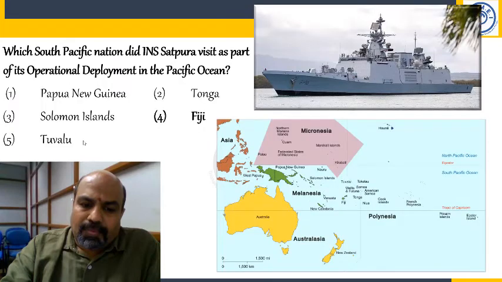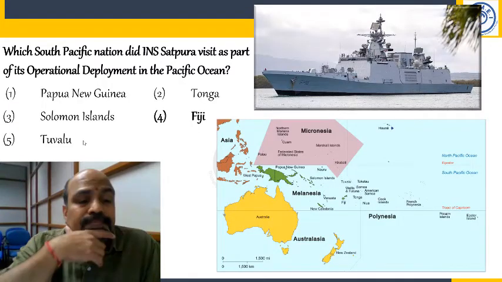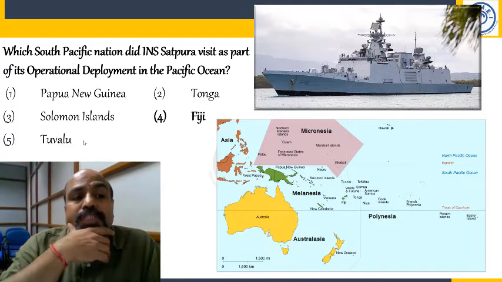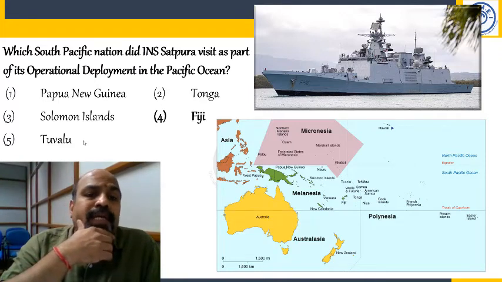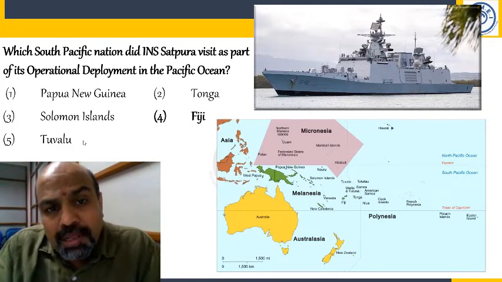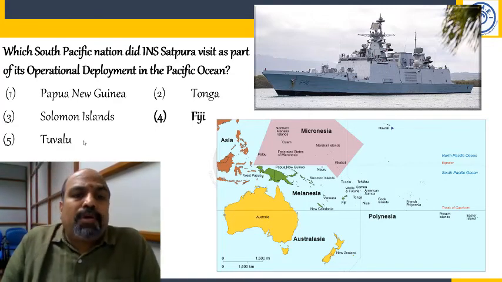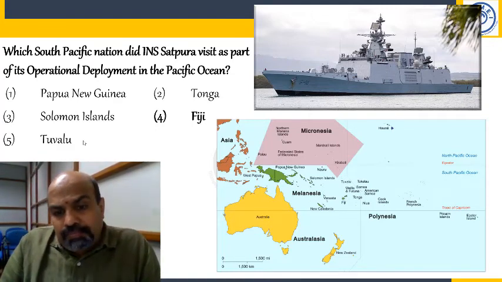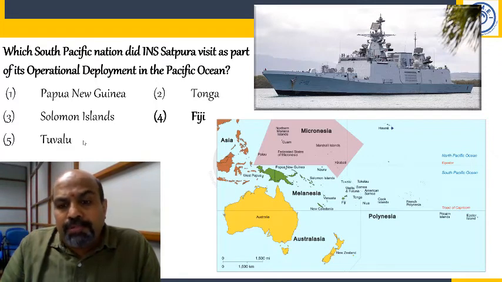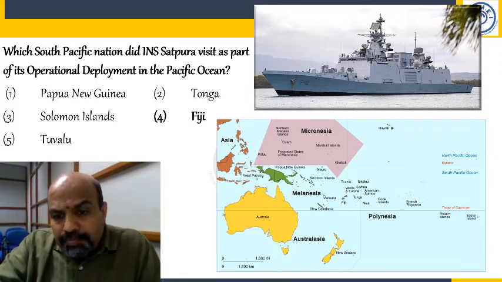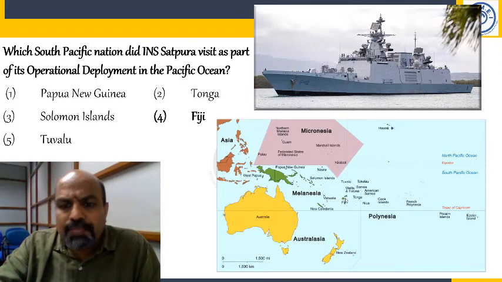That's a picture of Oceania. Which South Pacific nation did INS Satpura, Indian Naval Ship Satpura, visit as part of its operational deployment in the Pacific Ocean? It went to Fiji. You see this here? This is Fiji. Small island, these two, Fiji.